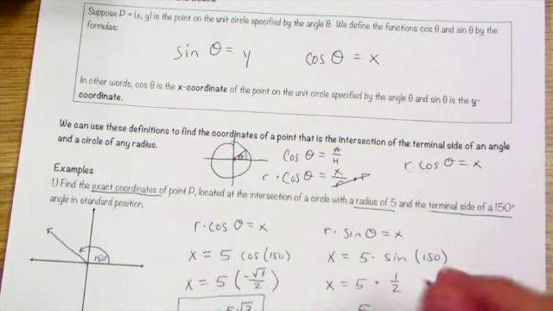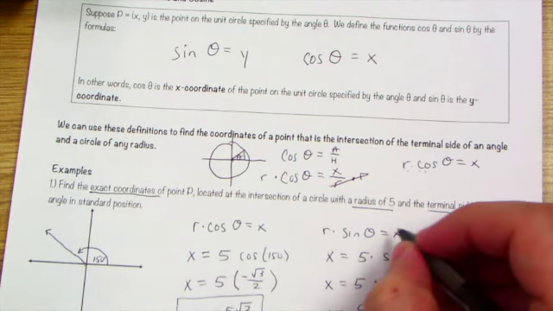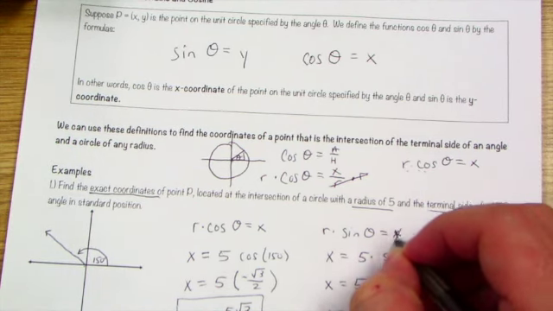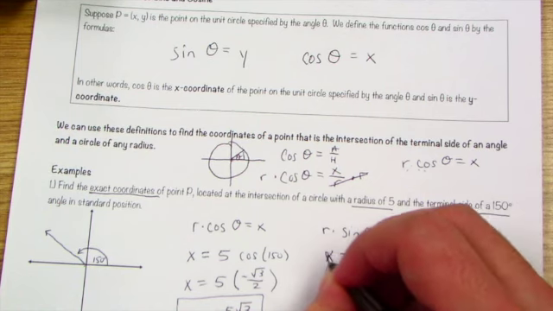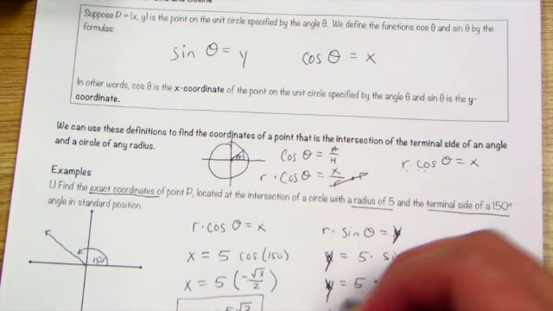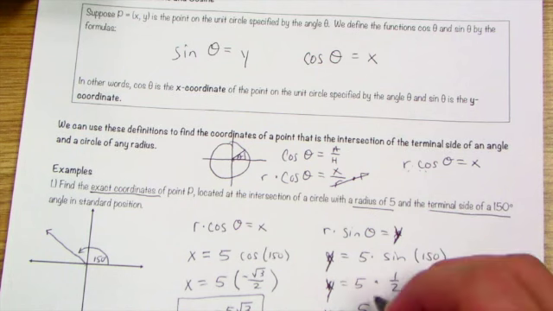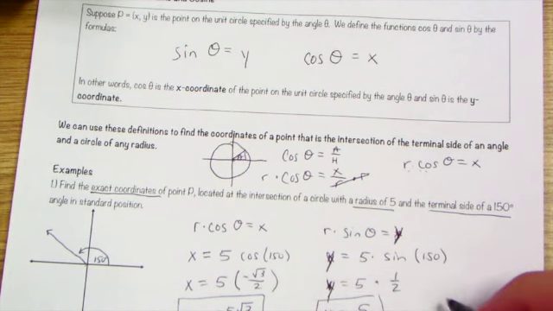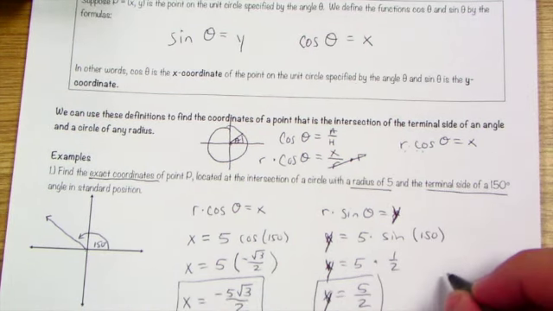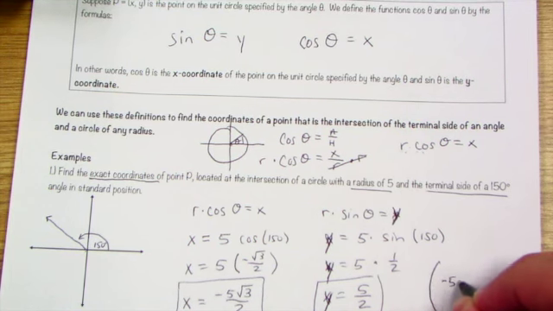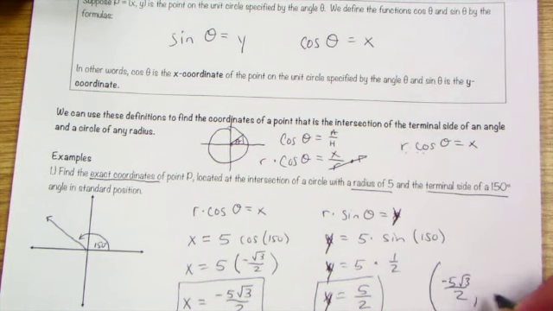Sine is y. Sine is y. So when you go to write your coordinate, it's an x comma y. So the coordinate is negative 5 radical 3 over 2 comma 5 over 2.